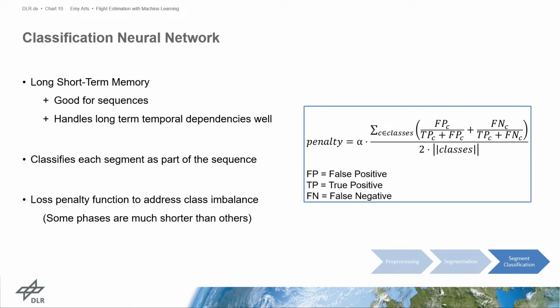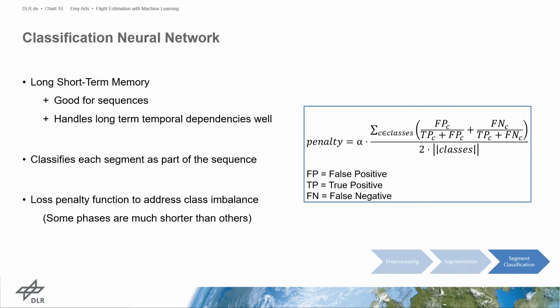To give an incentive to the network to perform well on all flight phases and not only the longer flight phases that are represented by a larger amount of segments, we introduce a loss penalty function. A loss penalty function is added to the normal loss function. In our case, for the loss function, we used a negative log likelihood function. So the loss function generally represents the number of correctly identified segments and penalizes the neural network based on how many segments it classified incorrectly.